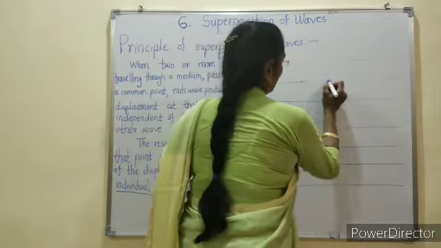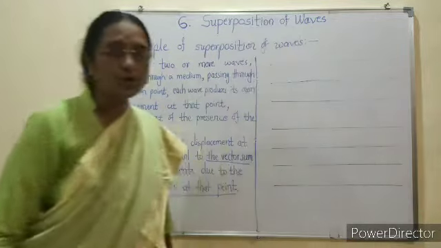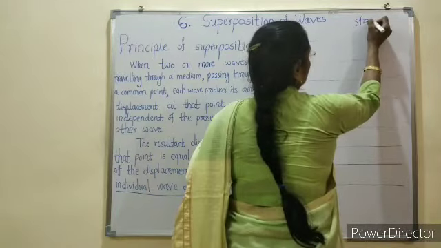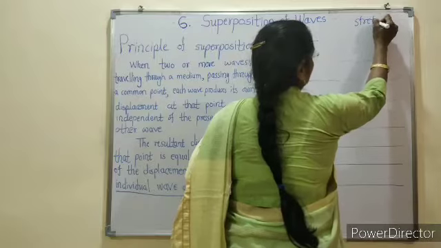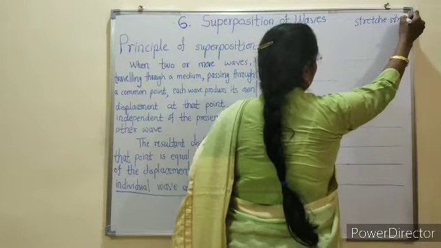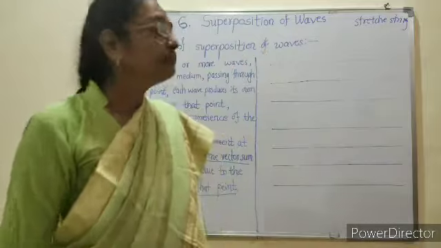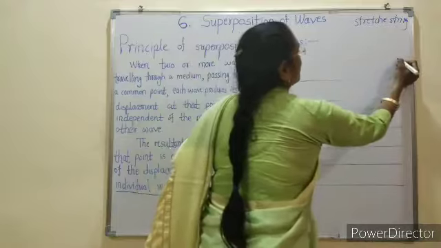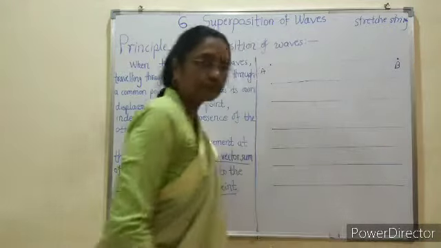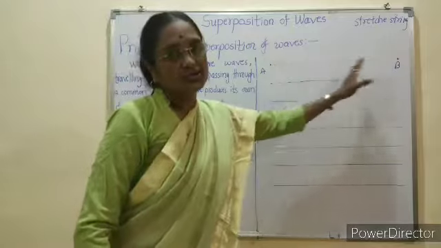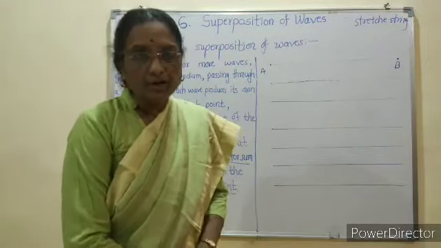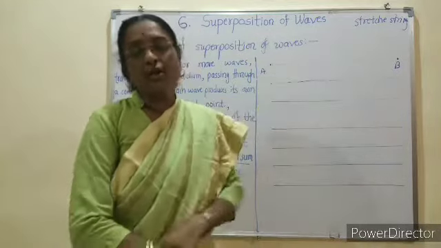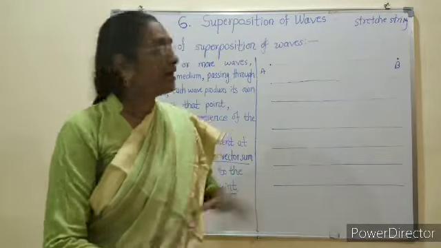So now we have to deal with the principle of superposition. For that, we take the example of a stretched string. Again here a stretched string is there. Now try to understand carefully. Here the stretched string is shown by AB, and two persons are there to hold this string, to keep the string horizontal, tight and stretched.